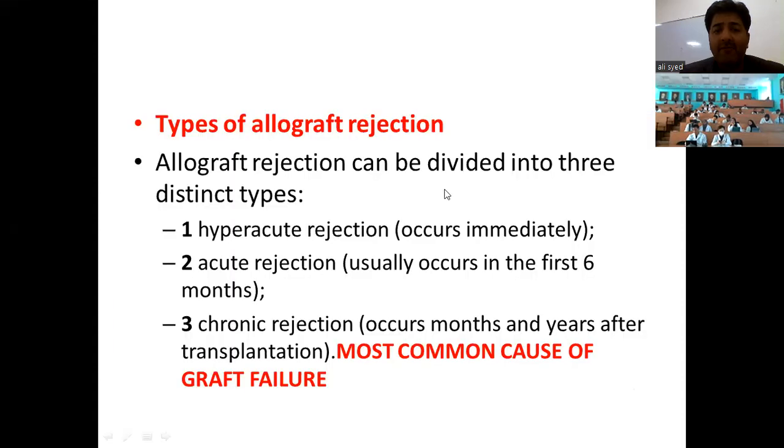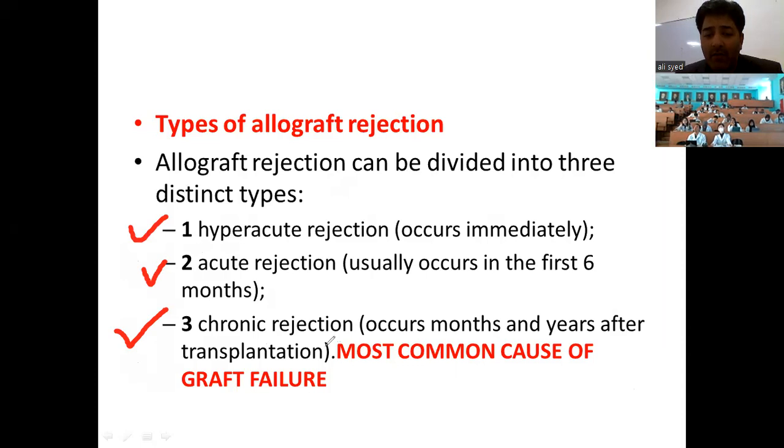Now see here, types of allograft rejection. There are 3 types of allograft rejection. Number 1 is hyperacute rejection. Number 2 is acute rejection. Number 3 is chronic rejection. So here your another MCQ is coming.